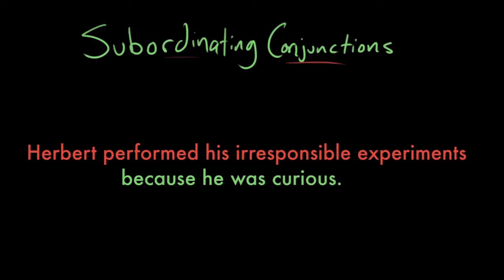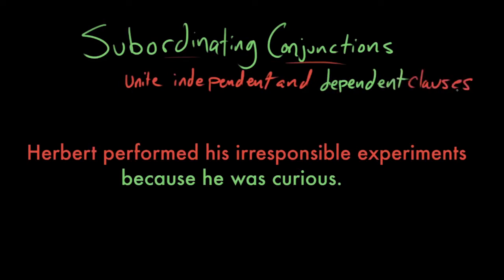Because that's what subordinating conjunctions do. They unite independent and dependent clauses. But what are these? What is an independent and a dependent clause? Well, okay, so first of all, let's back up again.